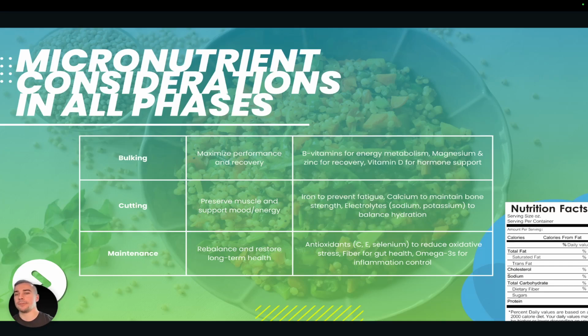So, for example, and these are just considerations, this is not something you necessarily have to do, but this can help in different ways when you include specific micronutrients in your phases. So for bulking, if you want to maximize performance and recovery, again, this is optional, you could include B vitamins for energy metabolism, magnesium and zinc for recovery, and vitamin D for hormone support.